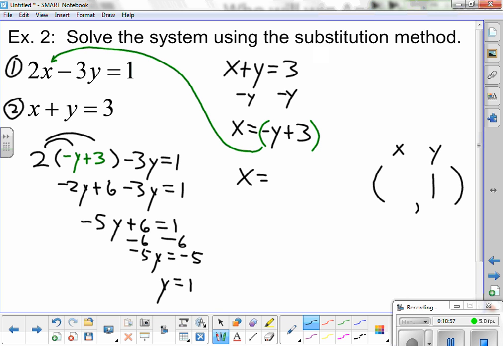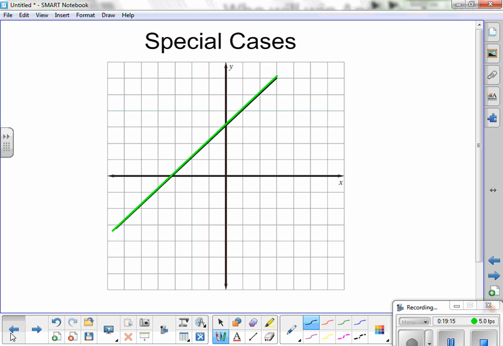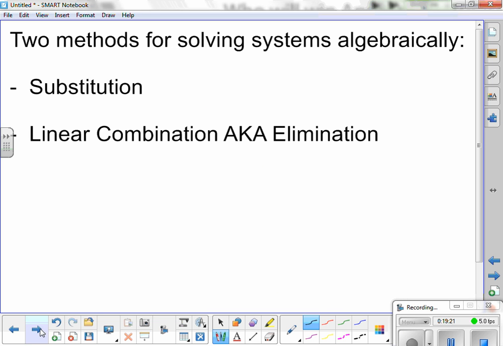So x equals negative y plus a 3, and then we figured out y was a 1. So this is going to be x equals 2. So (2, 1) is your answer. And if you remember, back over here, (2, 1) was our answer over here, so it looks like we did it right.